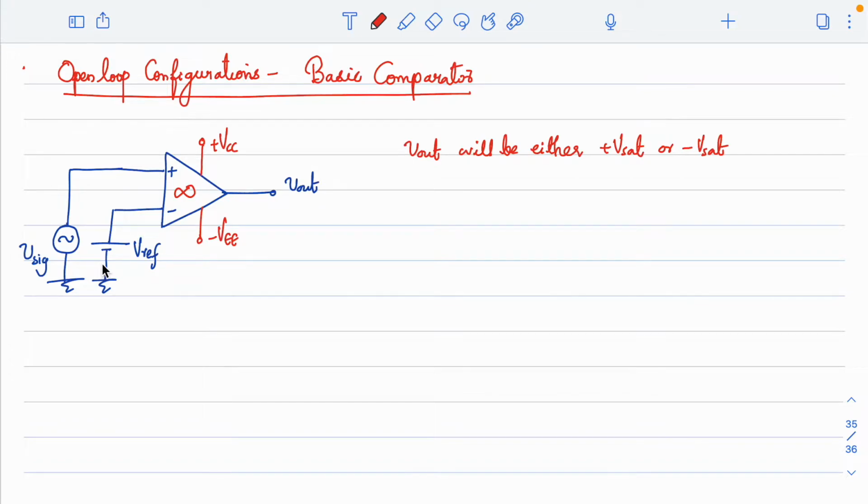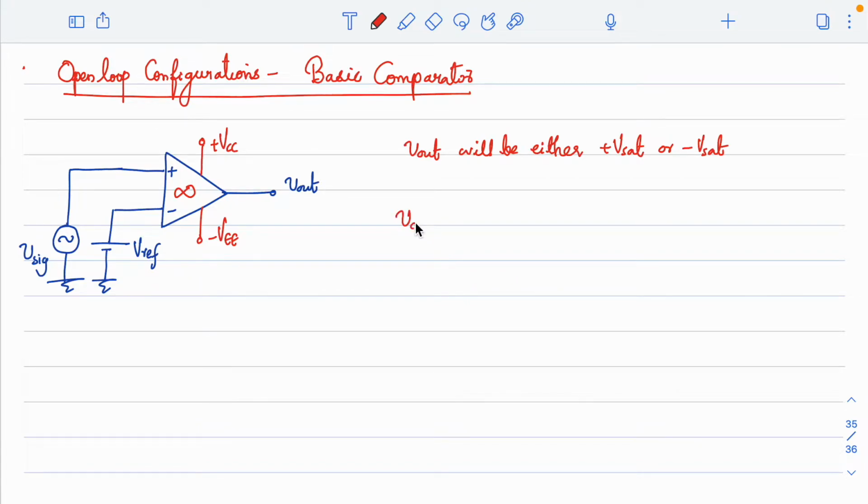Now, by looking at the configuration, or by looking at the circuit I have drawn, can you tell me what type of comparator this is? Can I get a response in the chat window? So how will you decide that?